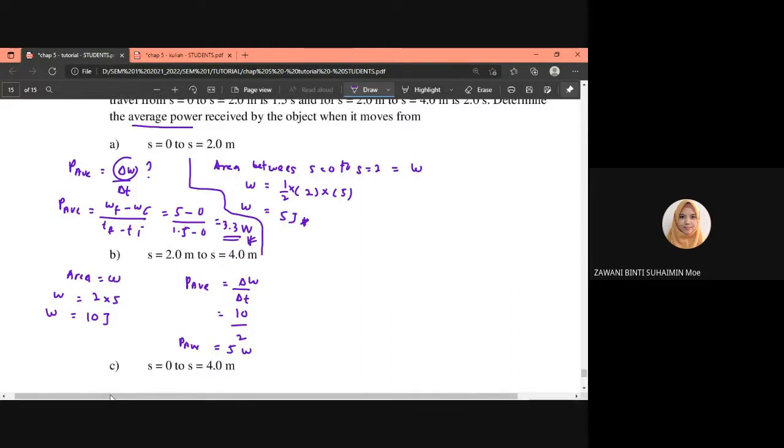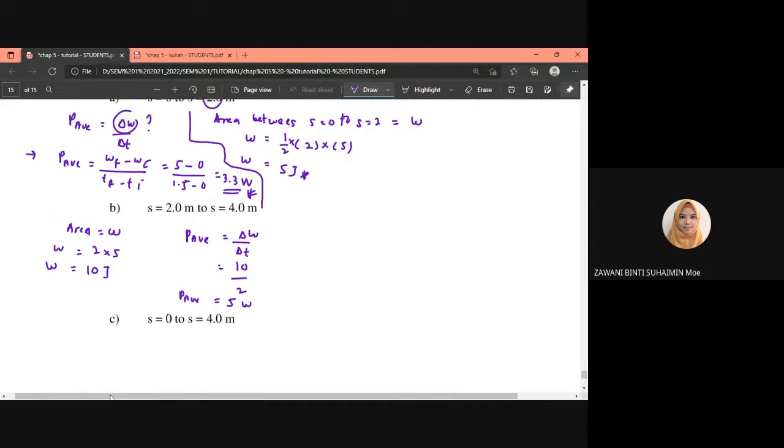Yang atas ni pun you tak nak kira delta-delta ni pun boleh, kita terus masukkan work yang you dapat dekat 2 meter tu, total work done je. Itulah yang menggambarkan the change of work, total work done dekat situ. Sama juga konsep dengan sini, so sama dengan 5 Newton.